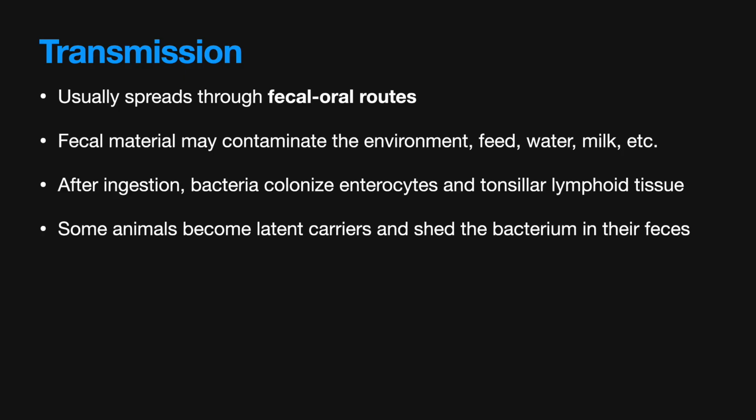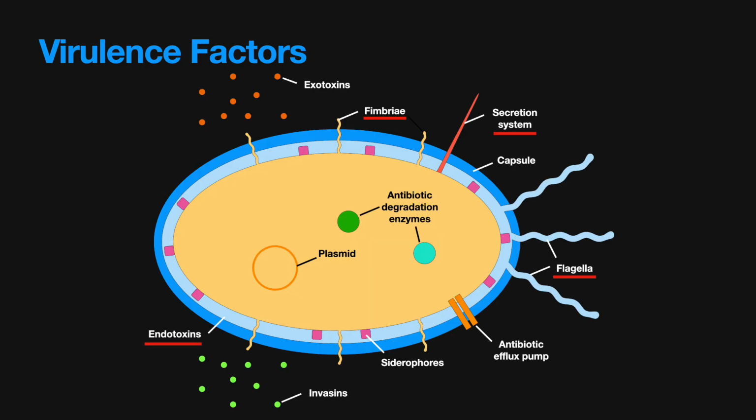After ingestion, the bacteria colonize enterocytes and tonsillar lymphoid tissue. After colonization, some animals are asymptomatic, latent carriers and shed the bacterium in their feces. This image shows the many types of virulence factors that a bacterium may use. The ones that are most relevant to Salmonella are underlined, and they are the fimbriae, secretion system, endotoxins, and flagella.